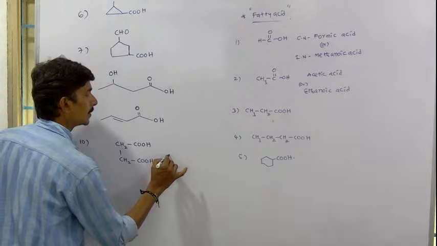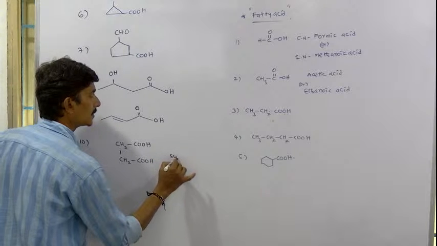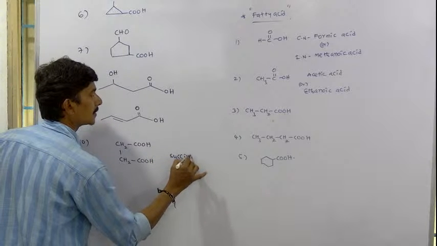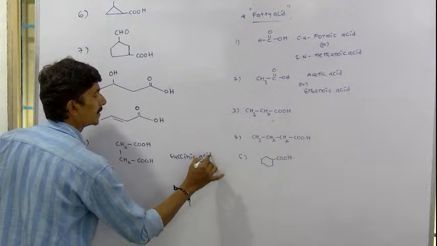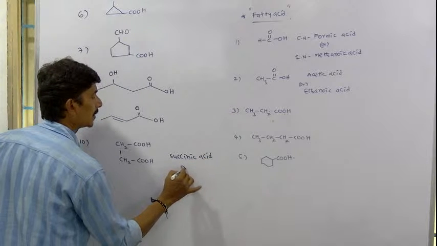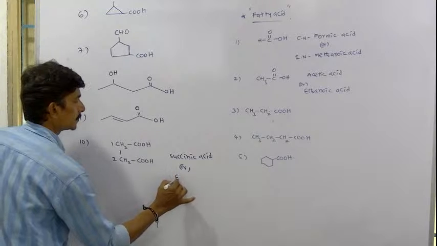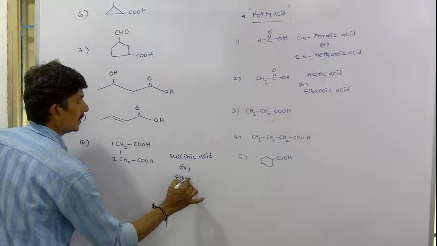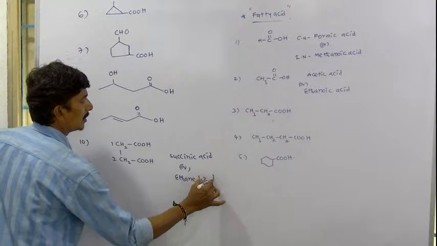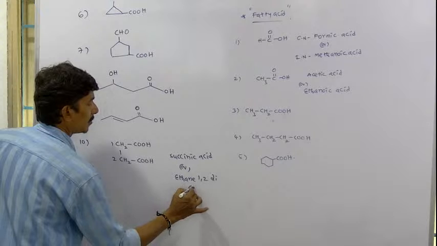It's known as the succinic acid. Common IUPAC name ethane 1,2 dicarboxylic acid.